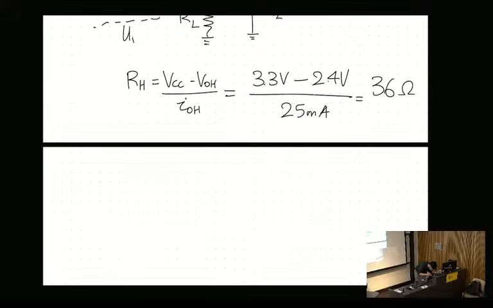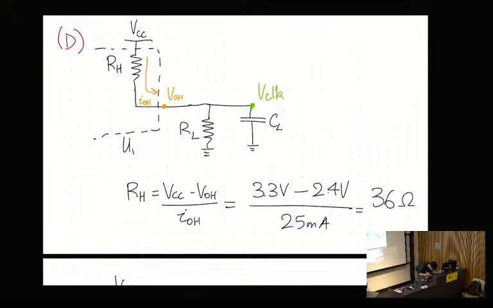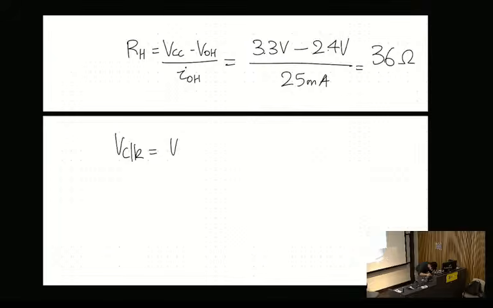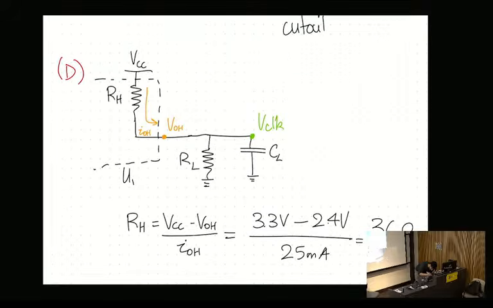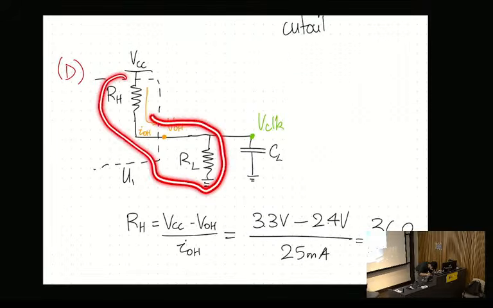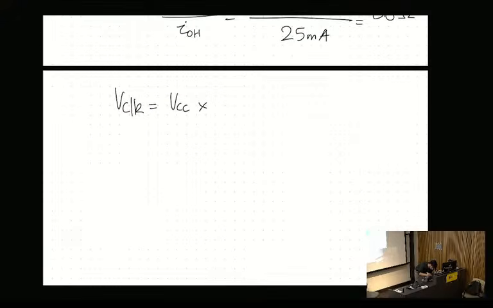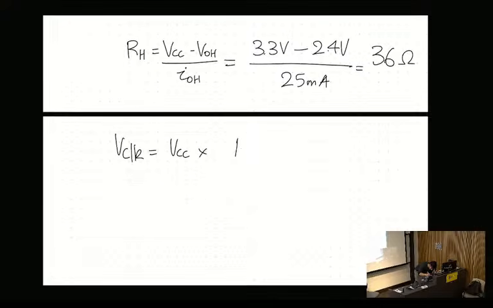V clock is equal to VCC multiplied by, because it's effectively just a voltage division between these resistors here. I know VCC and I know what the resistors are, so it's VCC multiplied by RL over RL plus RH, and that yields 3.08 volts.